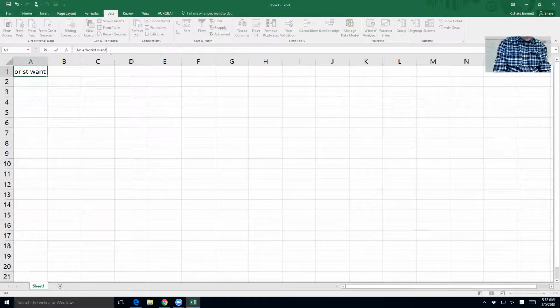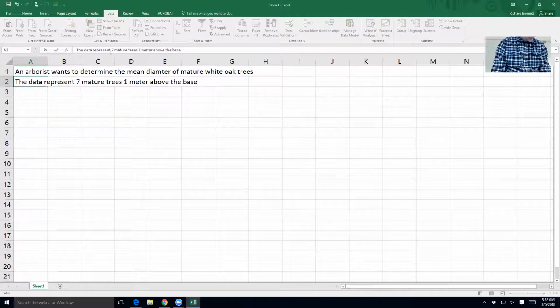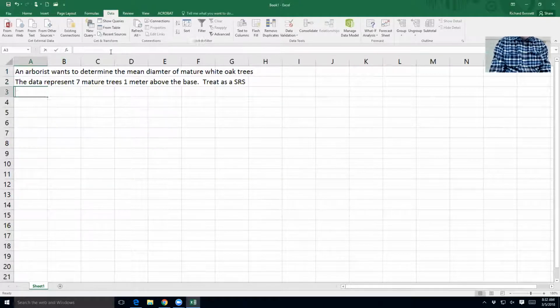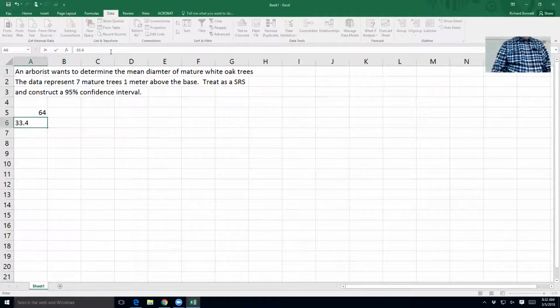An arborist wants to determine the mean diameter of mature white oak trees. The data represent 7 mature trees 1 meter above the base. Treat as a simple random sample and construct a 95% confidence interval. So you're collecting real data this time: 64, 33.4, 5.8, 56, 51.5, 9.2, 63.7.